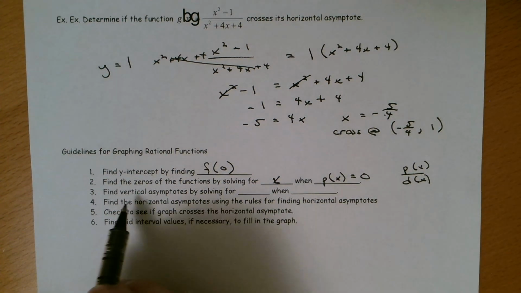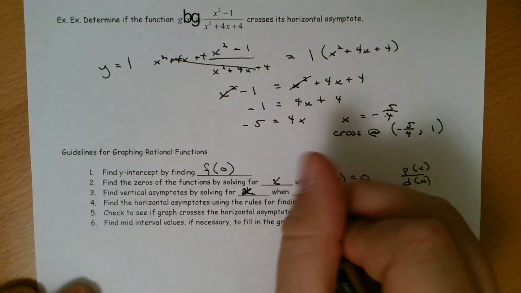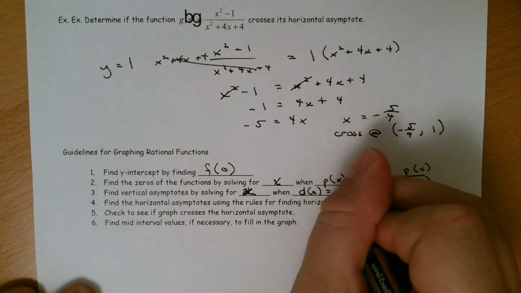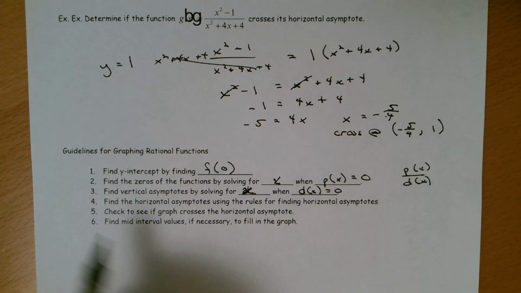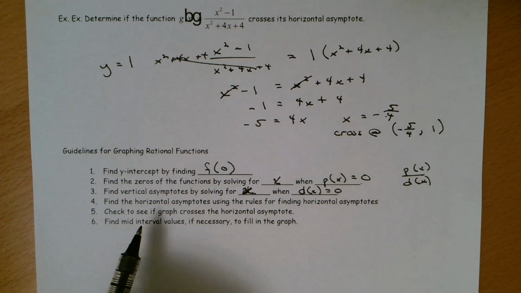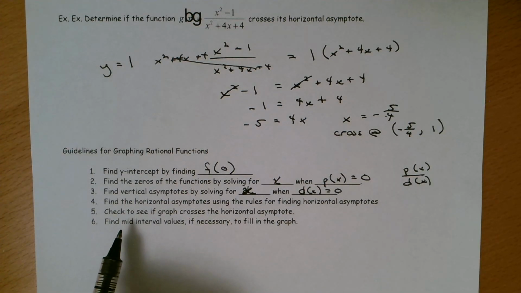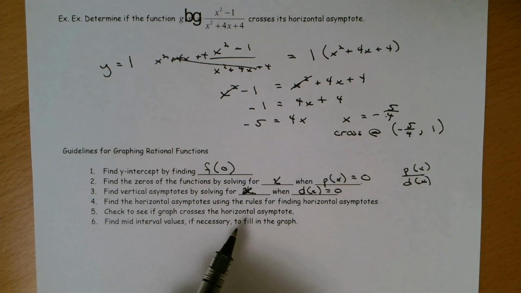We want to solve for our vertical asymptotes by solving for x when d of x equals 0. So our graph is going to be undefined when the bottom is equal to 0. Okay, and lastly, we're going to be finding horizontal asymptotes using the rules we just talked about, checking to see if it crosses, and then evaluating any other intervals if necessary to fill in the rest of the graph and kind of see the behavior.